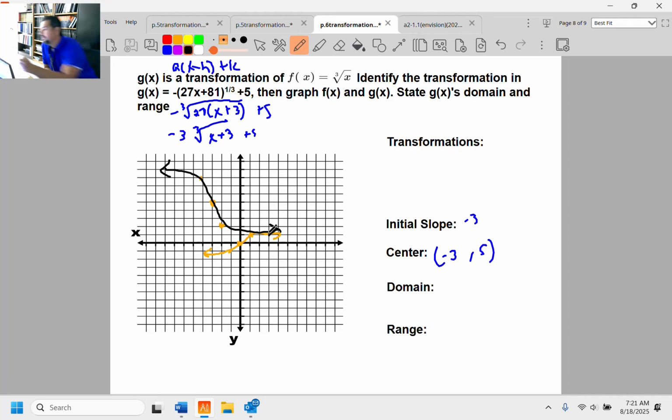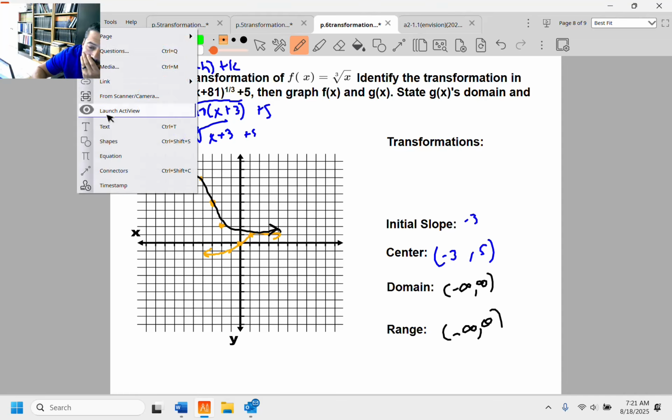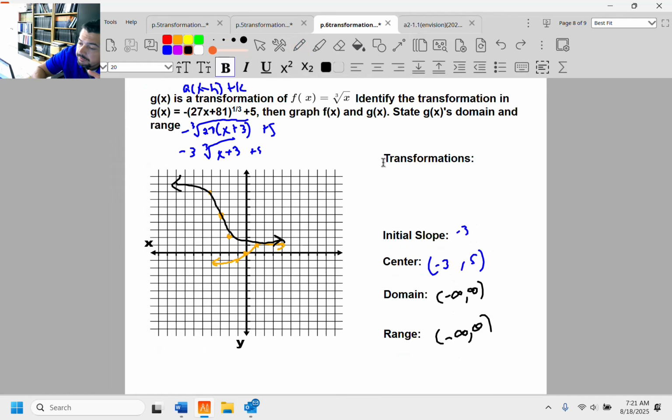While I'm on this one, domain and range is easy. Negative infinity to infinity. Negative infinity to infinity. And then the transformations, and I see 4 transformations. The kid has been flipped around. It rises and falls from left to right. So that's going to be a vertical reflection. That's because a is negative.